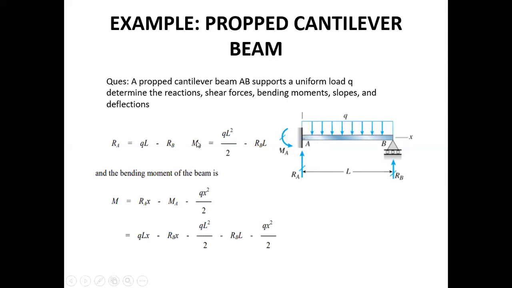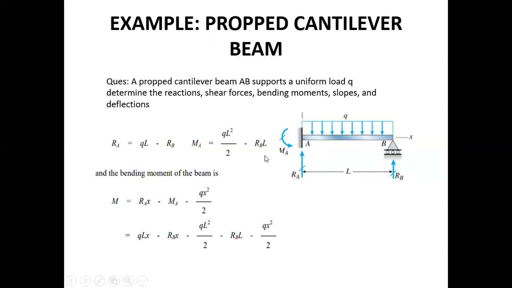We'll start analyzing this beam by using equilibrium conditions. The first equilibrium condition says sigma V is equal to 0. That is, the sum of all the vertical forces should be equal to 0. So it says RA plus RB is equal to qL. So RB goes to the other side, and the equation becomes RA is equal to qL minus RB.